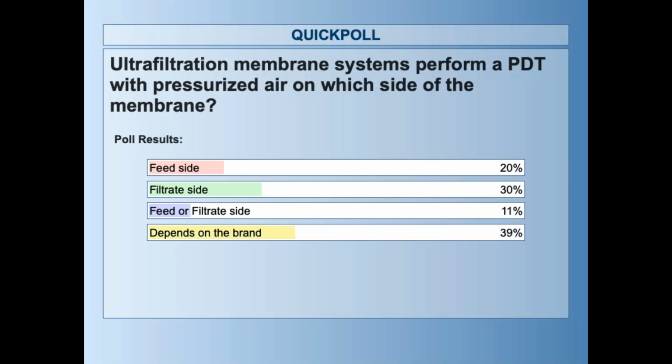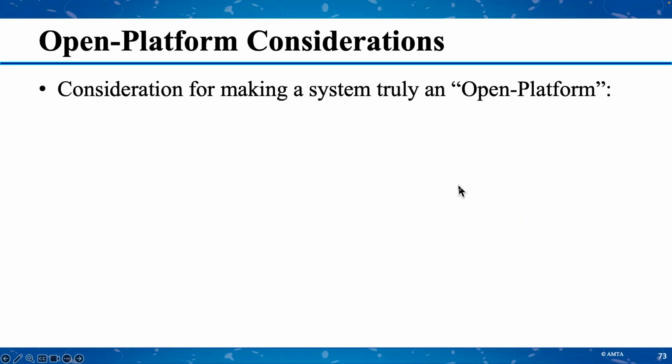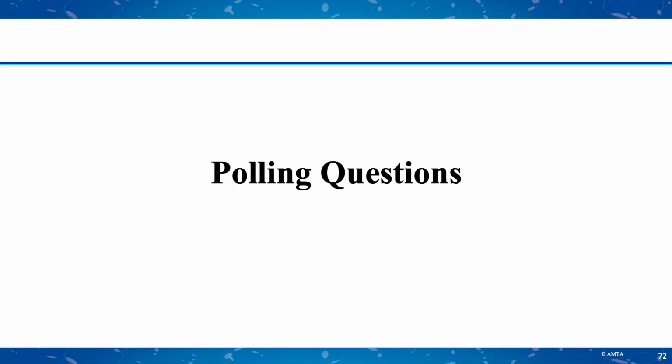Great. That's interesting. A lot, 30%, selected filtrate. It really depends on the brand, and we've seen that even within a brand. We've had manufacturers change their suggestion from feed to filtrate over the years. So there can be multiple correct answers, but of course it's really dependent on the brand. All right, next question.